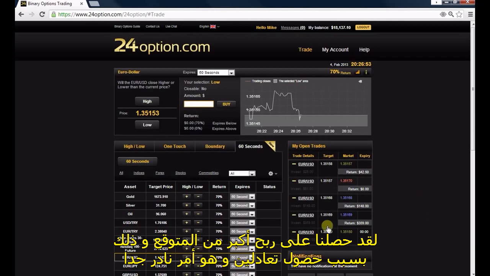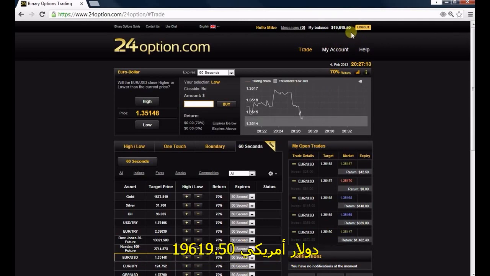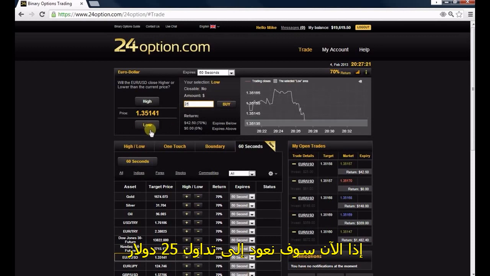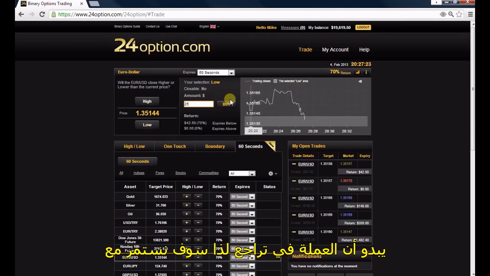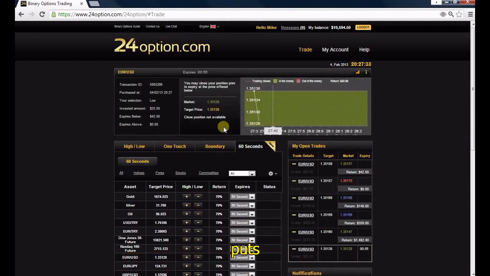Okay, great. Now we're going to see a lot of compounded profits here because we had a few ties, which is actually pretty rare. Our net return was $1,482, and we can see that our balance really jumped up a lot. We're at $19,619.50. So we're going to go to now a $25 trade. We'll go back to our original investment. Looks like the currency is going down, so we're going to continue with our puts, with our lows, as they call it here in 24 options.